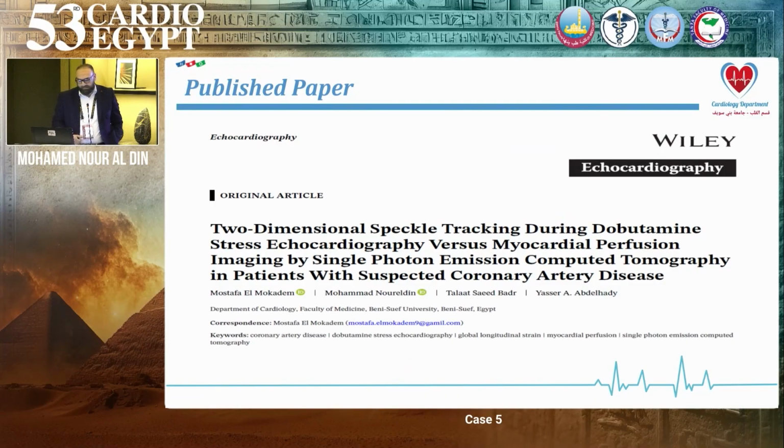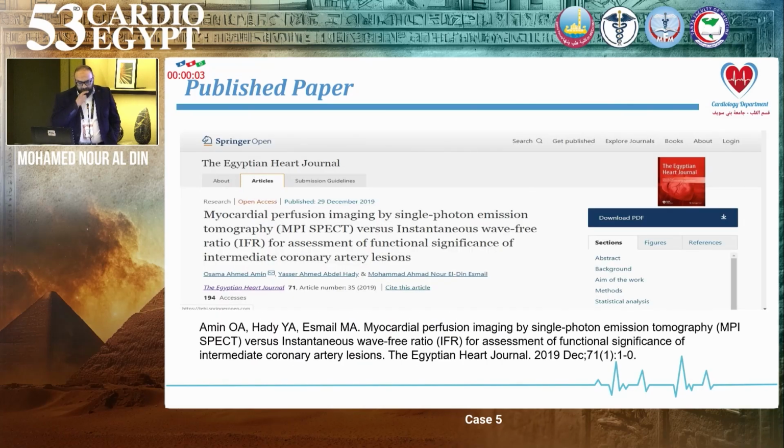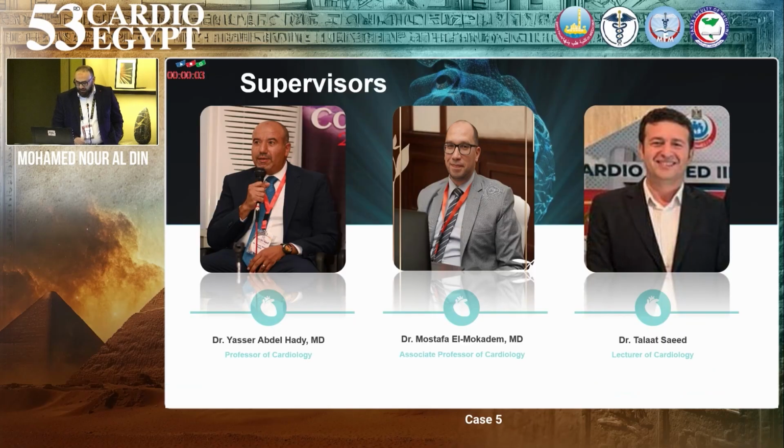We published this research work recently in the Echocardiography journal, and this is the second research work from our nuclear lab. We previously published another comparison between myocardial perfusion SPECT and iFR for assessment of intermediate coronary artery lesions.